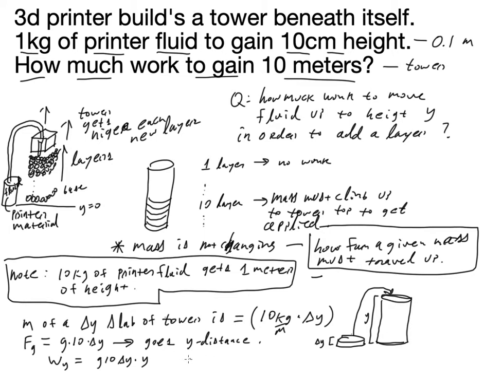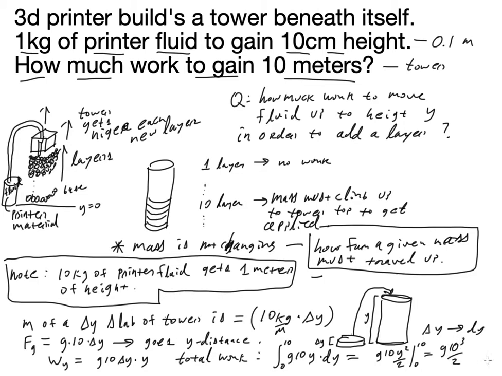So that means the total work, we can of course take delta y and turn it into a dy, a little tiny amount. The total work is going to be the integral going from 0 to 10. I want to go 10 meters tall. It's going to be g times 10 times y dy, okay? And of course we can calculate that to be g times 10 y squared over 2, evaluated from 0 to 10, and you get g times 10 to the third power all over 2. So that's the answer of how to build this problem.